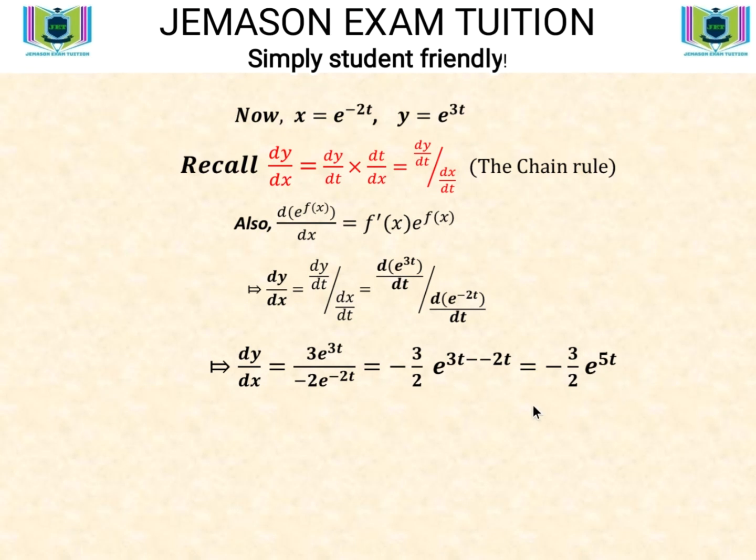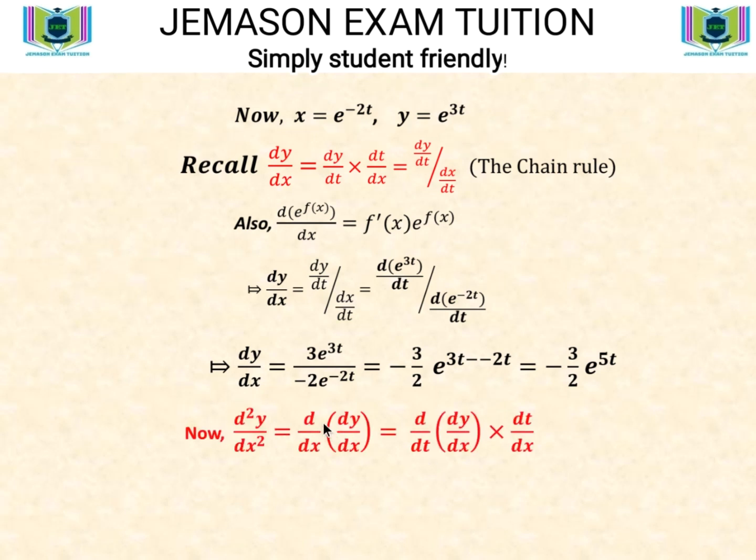We recall again that we are being asked to find the second derivative in terms of x, and normally to find the second derivative of y with respect to x, we need to first find the first derivative of y with respect to x, namely dy/dx, and that is what we have just obtained. And so to get now the second derivative, we have to differentiate dy/dx with respect to x, so that we have that d squared y over dx squared equals d/dx of dy/dx.